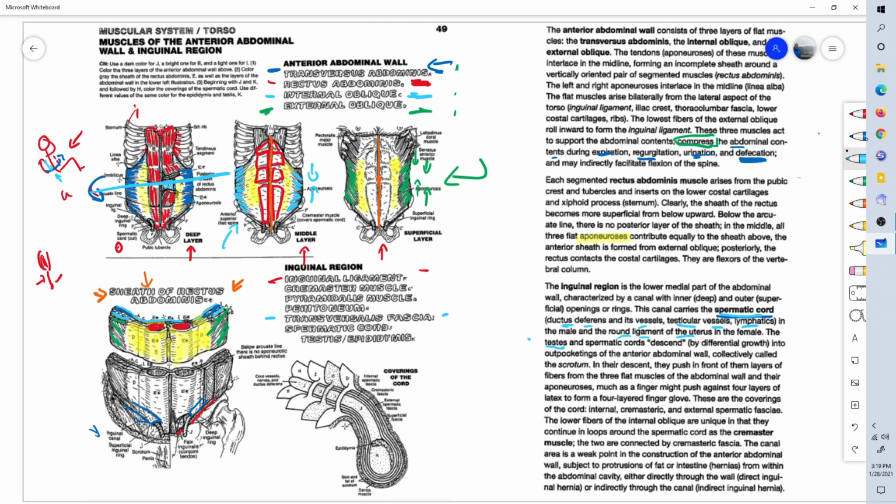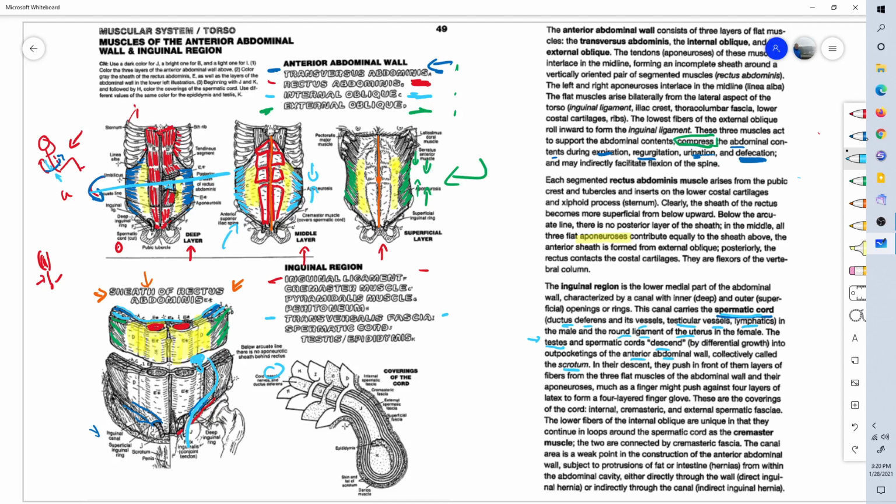and the testicles descended into outpockings of the anterior abdominal wall called the scrotum. Let's take a look. So the testicles started out inside the pelvis, deep inside the pelvis, on the other side of the abdominal wall. When they pushed through these layers, they pushed through all of these layers to get to the outside, to get through and down through this inguinal canal and then out.